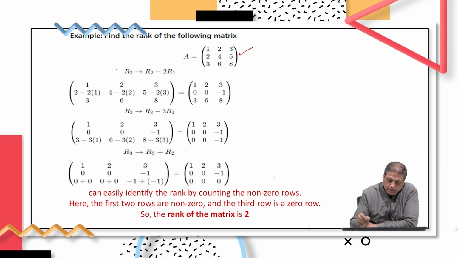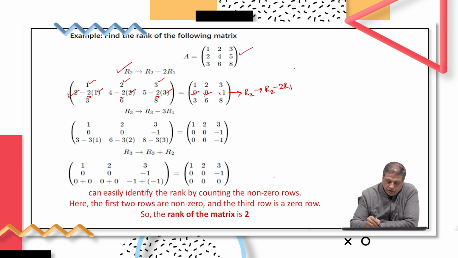Now, performing the elementary row operation, that is R2 is to be replaced by R2 minus 2 times R1. What are R1 values? They are 1, 2 and 3, and 2 times R1 is 2, 4, 6. So, the new values of row 2 after performing the operation R2 minus 2 times R1 turn out to be 0, 0 and minus 1. So, this is the first elementary row operation.